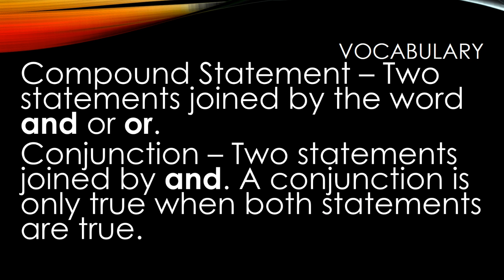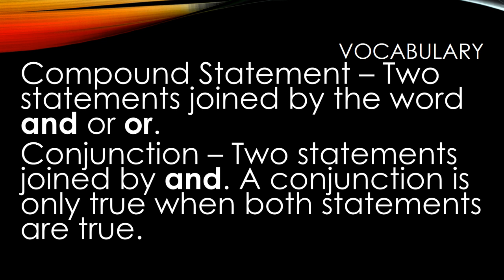A couple more definitions. A compound statement is 2 statements joined by the word and or or. Just as in a compound sentence, you have 2 independent clauses joined by a conjunction. In math, a compound statement is 2 statements that are put together by and or or. So if I gave you the compound statement, the rectangle is a quadrilateral and it has 2 sides that are congruent. That's a compound statement. There's 2 parts there, and either one of them could be true, either one of them could be false.